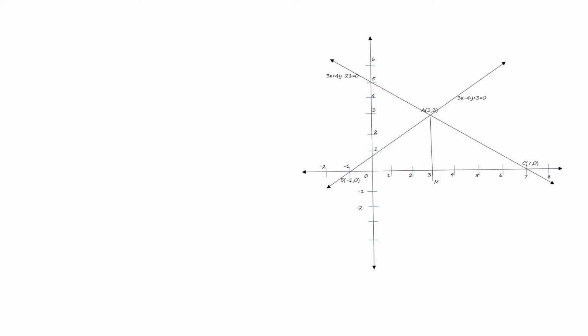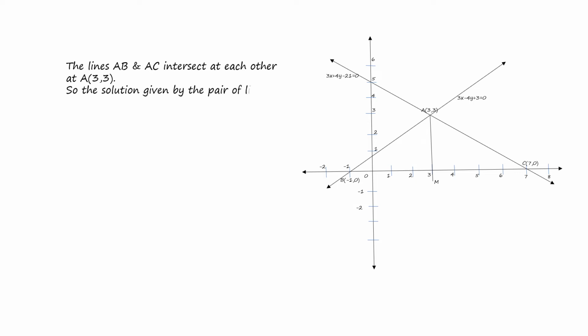So as you can see, the line passing through A and C, which is 3x plus 4y minus 21, meets the x-axis at (7, 0). And the straight line passing through A and B, which is 3x minus 4y plus 3, touches the x-axis at (minus 1, 0). Both the straight lines intersect each other at the point A (3, 3). So the lines AB and AC intersect each other at A (3, 3). So the solution given by the pair of linear equations is (3, 3).